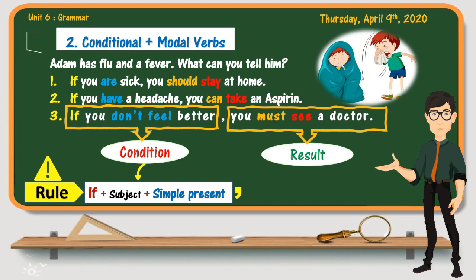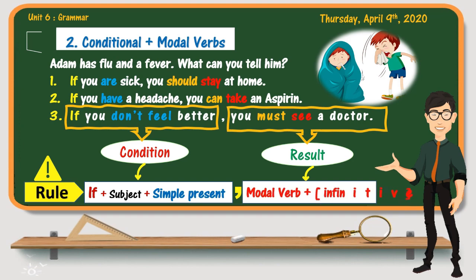Then between the two parts we use a comma, and then the result part is used again with the subject plus modal verb plus the infinitive: must see, can take, should stay.